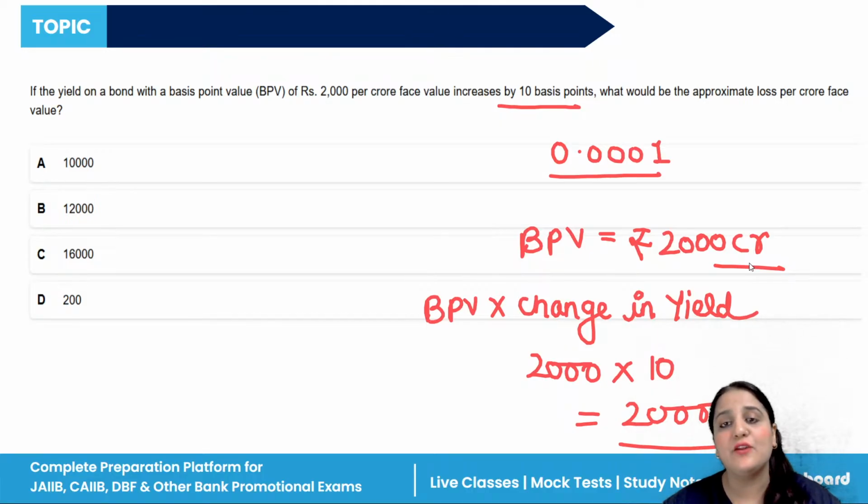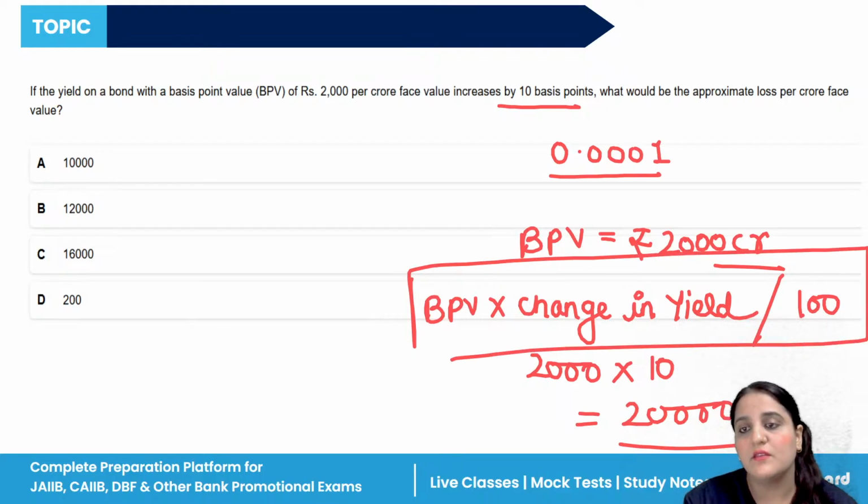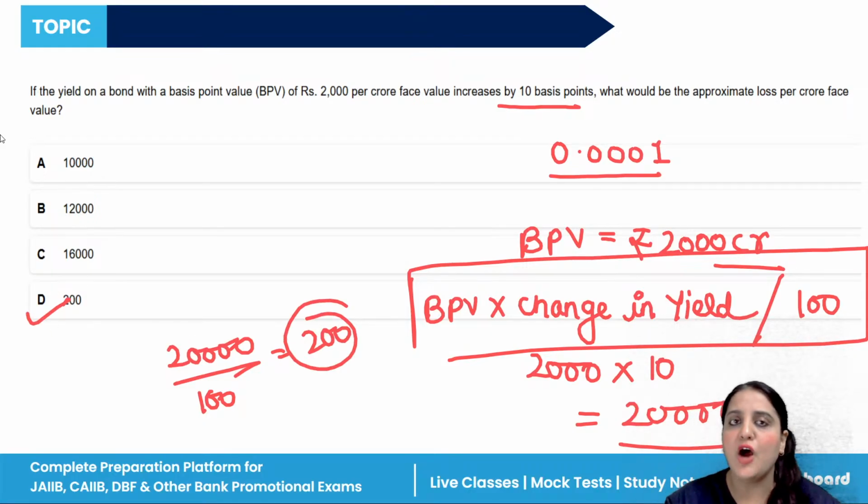Or here we can calculate the loss differently: 20,000, just divide it by 100, so you will get the loss, that is rupees 200. Because at the end we have to divide it by 100 also. So 20,000 divided by 100 equals 200. So this 200 is the answer here. Got it? This is how to calculate the basis point value with the help of a formula.